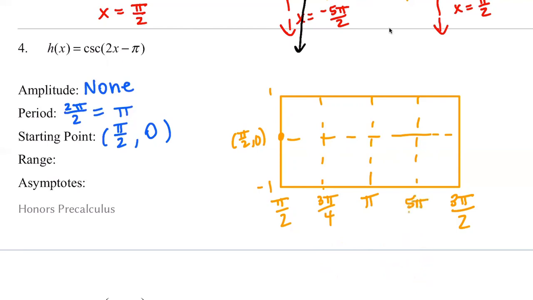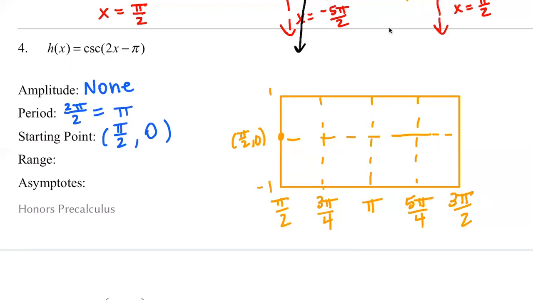pi over 4. Now, if you wanted to use method number 2, we can take our period and cut it into 4s. So we would be adding pi over 4 every time. If I take pi over 2 and add pi over 4, we get 3 pi over 4. If I add another pi over 4, we would get 4 pi over 4, 5 pi over 4, and 6 pi over 4. You decide what works best for you.